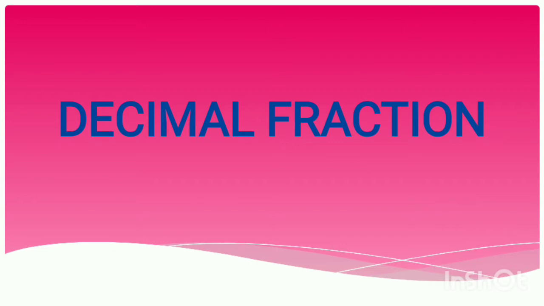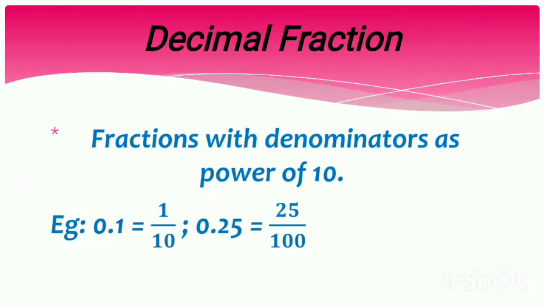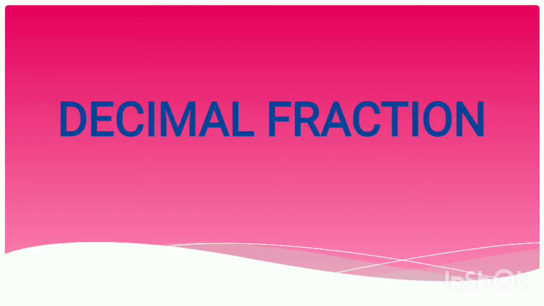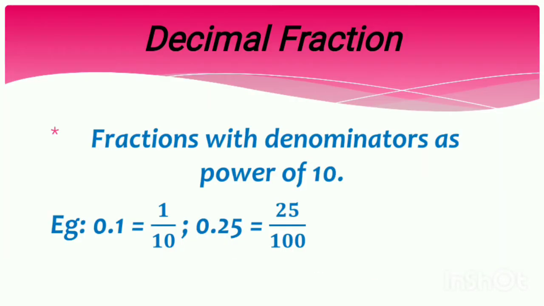Good. Let's get started. What is a decimal fraction? A fraction, if it has a denominator as power of 10 to the power something, then we call the fraction as decimal fraction. Okay, let's see some example. 0.1. 0.1 can be written as 1 by 10, which is nothing but 10 to the power 1. So we call it as decimal fraction.